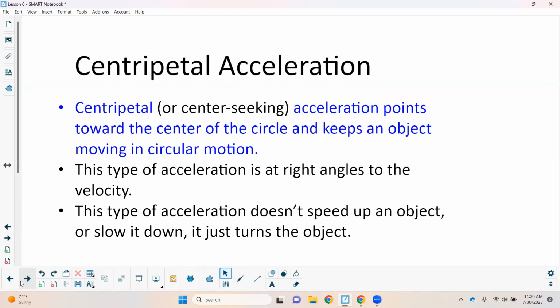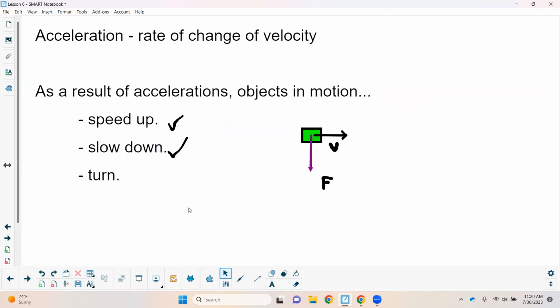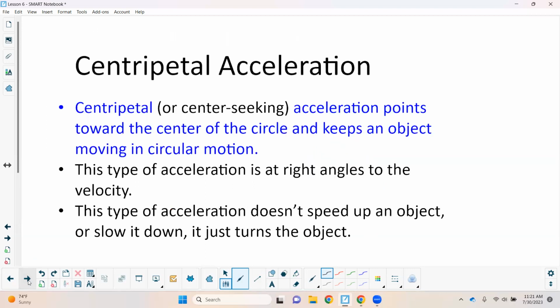So this type of acceleration is at right angles to the velocity. Right angles means perpendicular, like we drew in this picture back here. So this is basically a right angle. The velocity is going one way and the force could be perpendicular to it. Because of this, it would cause this object to turn that way. That would make sense. So if we had this velocity going to the right and this force pushing down, it would turn like that. This type of acceleration is not going to speed it up or slow it down. It just causes it to turn. So it's the third type of effect of acceleration that we could talk about.